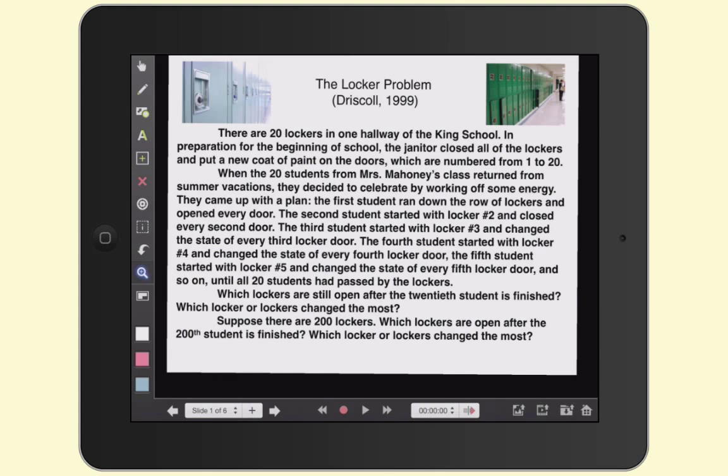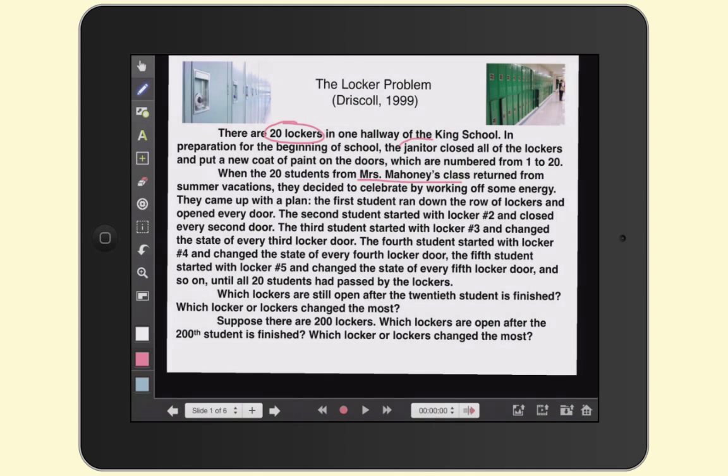You can pause the video. You can read through this. I'm just going to read through it real quick. You got 20 lockers. They're in the hallway. It's a scenario that math teachers like to do. Numbered 1 to 20, and Mrs. Mahoney's class returned from summer vacation. They decided to celebrate working off some energy. They came up with a plan.